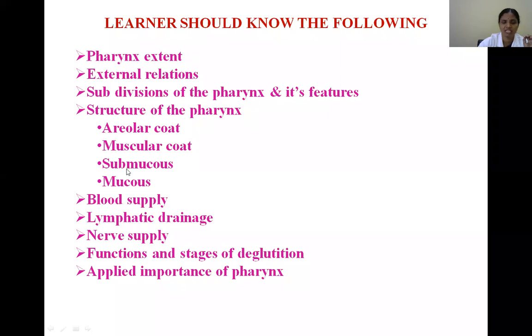Then immediately beneath the muscular coat, there is a submucosa. In the pharynx, the submucosa is not well defined, but it forms a fascial layer. What is that fascial layer? We'll discuss later. Then innermost is the mucosa, which is a lining epithelium, and immediately beneath it there is connective tissue in the form of lamina propria. Then blood supply of the pharynx, lymphatic drainage, nerve supply, and the function of the pharynx. For that we should know the stages of deglutition. Then various applied importance of the pharynx.